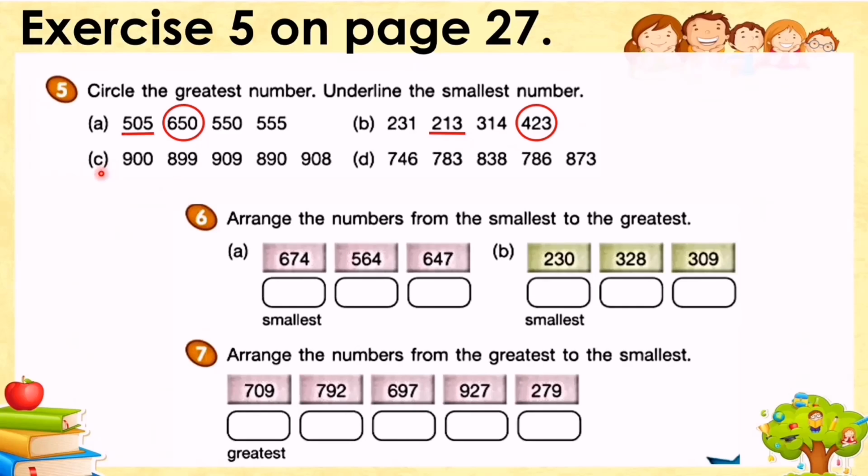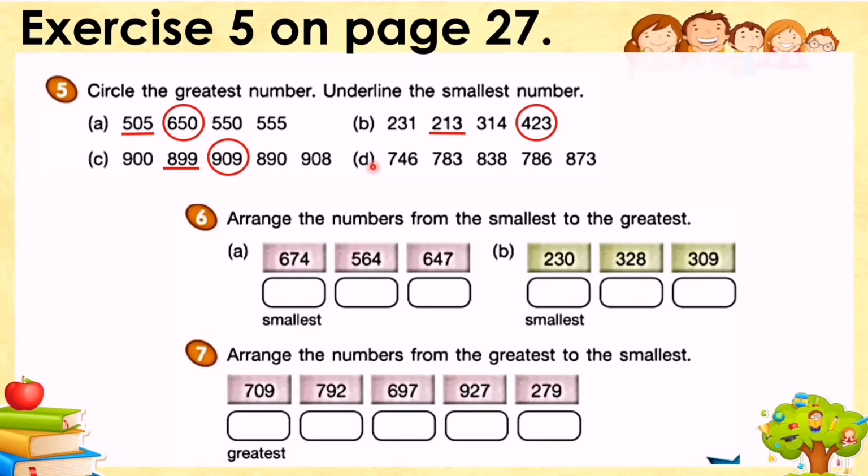The next, letter C. 900, 899, 909, 890, and we have 908. Okay, so among these numbers, which is the greatest or the biggest number? The answer there is 909, so you will circle the number 909. And you will underline 899 because it is the smallest number.